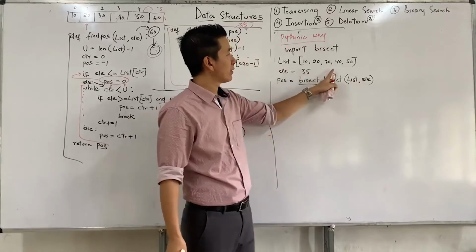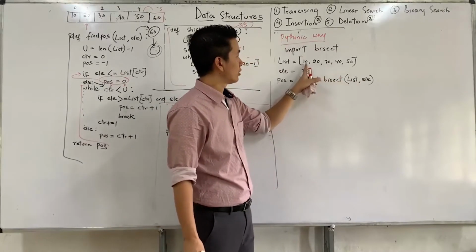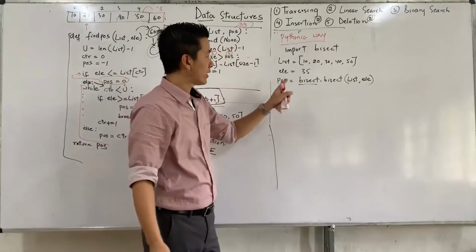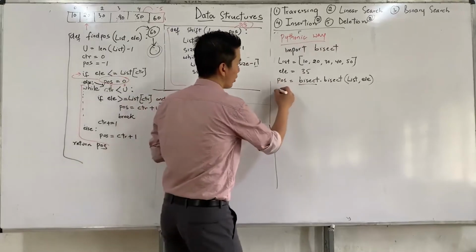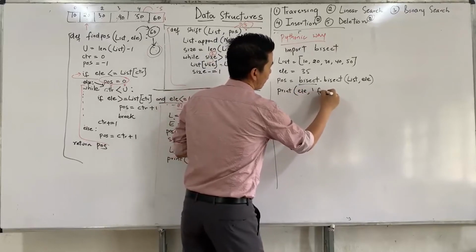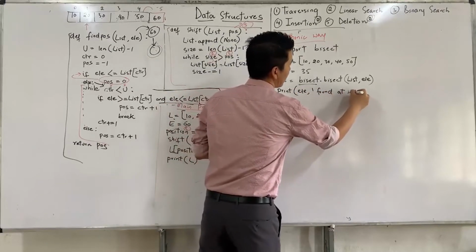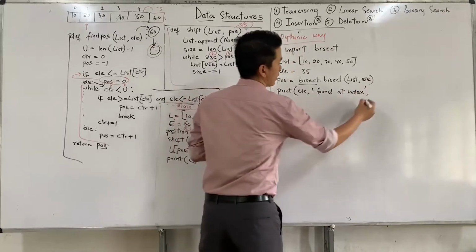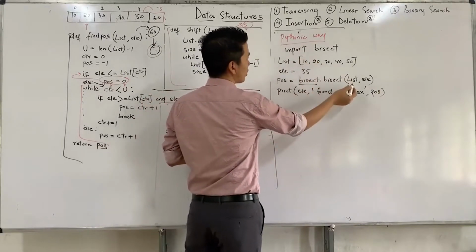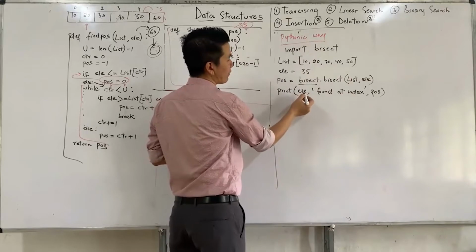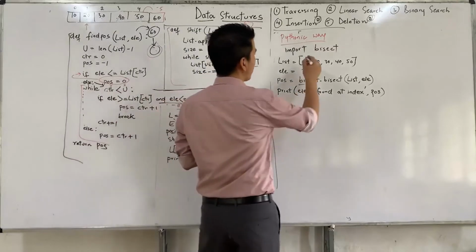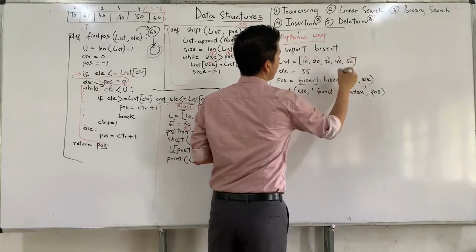So 35 should be between 30 and 40. So 0, 1, 2, 3. So the value 3 will be returned and assigned to pos. So perhaps you can write "ele found at index of pos". Since 0, 1, 2, 3, the value 3 will be returned, the value of ele is 35. 35 is found at index of 3. You have 0, 1, 2, 3, and then you have 4.